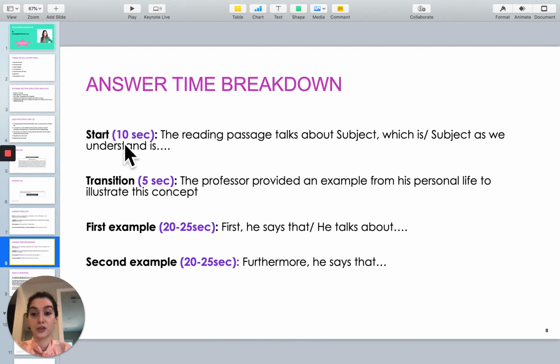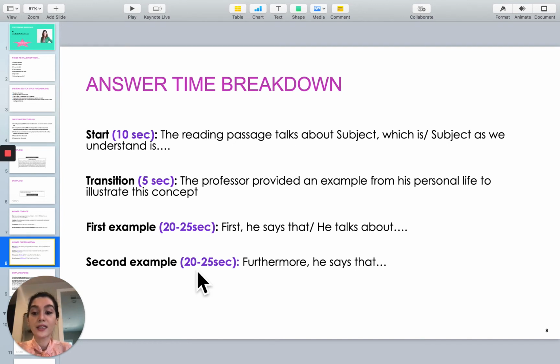First, your introduction needs to be approximately 10 seconds long, where you talk about the definition: what is cognitive dissonance? Then, to transition into the examples, the line "The professor provided an example from his personal life to illustrate this concept" takes approximately 5 seconds. So the introduction and the transition combined take approximately 15 seconds. Then we talk about the first example, and here you're going to spend 20 to 25 seconds, and then the same amount of time on the second example.